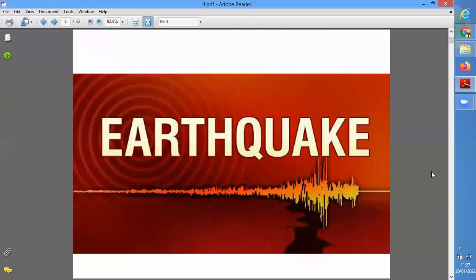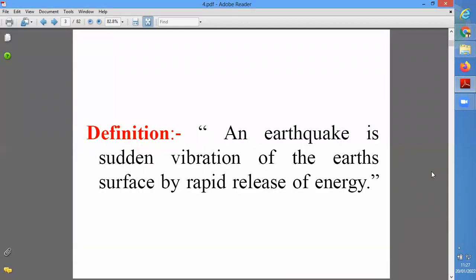So the scientific definition of the earthquake is that an earthquake is a sudden vibration of the earth's surface by a rapid release of energy. Simple definition. An earthquake is a sudden vibration. Now why is it considered a sudden vibration? Because earthquake doesn't give any clue or any warning that when it will be generated. So it is suddenly developed at any time, anywhere, at any place.